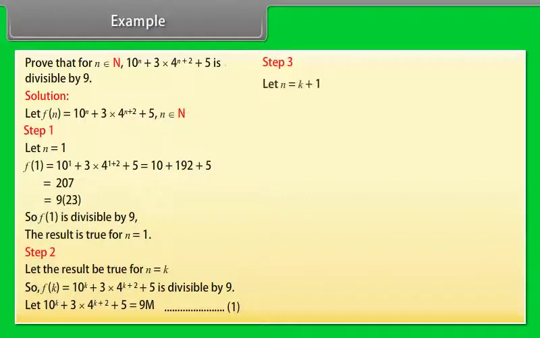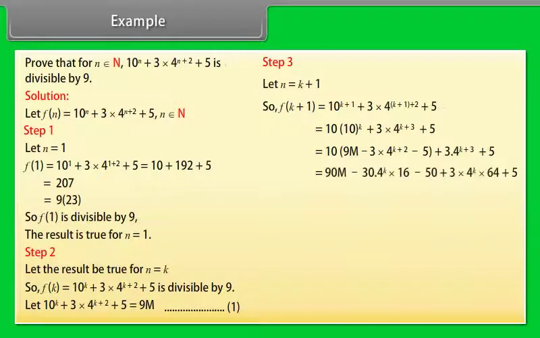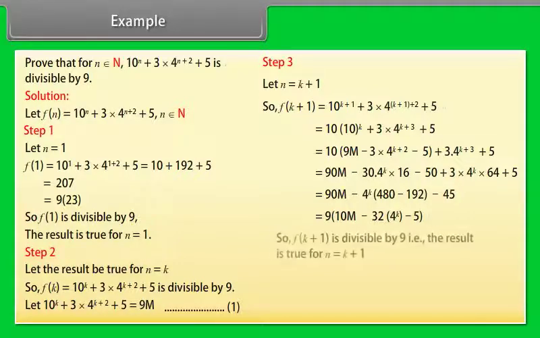Step 3. Let n is equal to k plus 1. So, f of k plus 1 is equal to 10 raised to power k plus 1 plus 3 into 4 raised to power k plus 1 plus 2 plus 5. By calculating it, we get f of k plus 1 is equal to 9 into 10m minus 32 into 4 raised to power k minus 5. So, f of k plus 1 is divisible by 9, that is the result is true for n is equal to k plus 1.